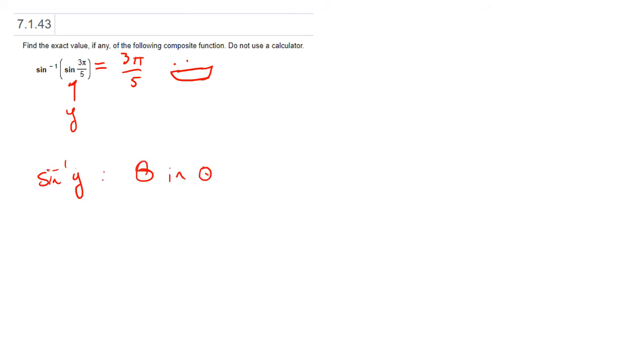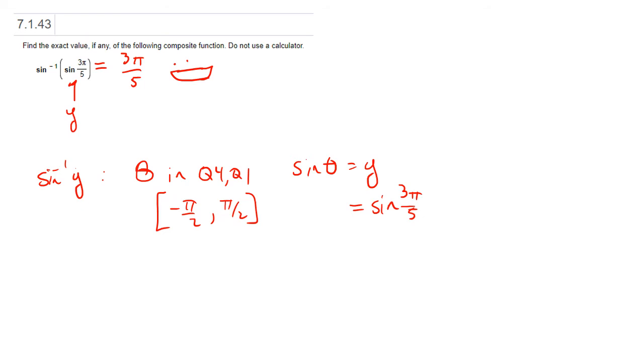It's either in quadrant 4 or quadrant 1, more specifically from minus pi over 2 to pi over 2. And the sine of that angle should equal y, but y was exactly the sine of 3 pi over 5. So I want an angle whose sine is the same as the sine of 3 pi over 5, and that angle must be between minus pi over 2 and pi over 2.